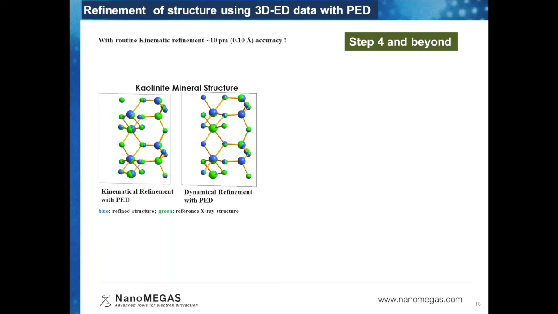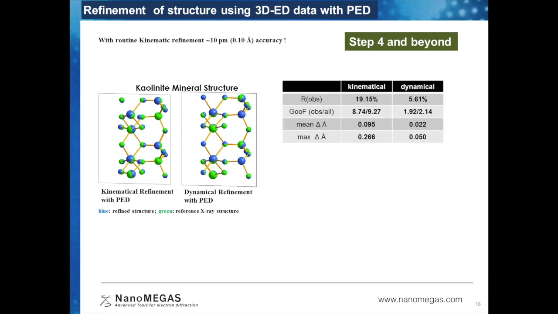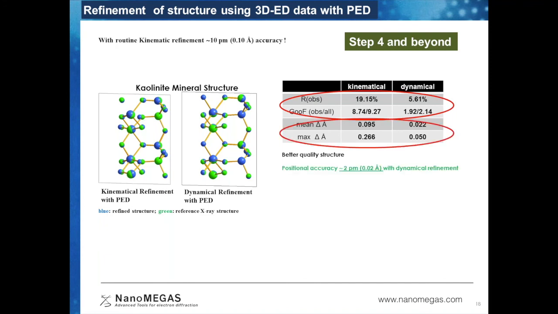These mineral structures were refined kinematically and dynamically against the precession electron diffraction data and compared with the X-ray result. The first thing you can see just by looking at the image is that once you do a dynamical refinement, there is better agreement of the refined structures with the X-ray structures. Now let's look at some of the numbers to better understand the quality of the refinements. The R factor the authors obtained in the dynamical refinement is much lower than the kinematical refinement. That means we have obtained much better quality structures, and you can also see that the positional accuracy has increased. Now the positional accuracy is close to 2 picometer, instead of 9 or 10 picometer in the kinematical refinement.